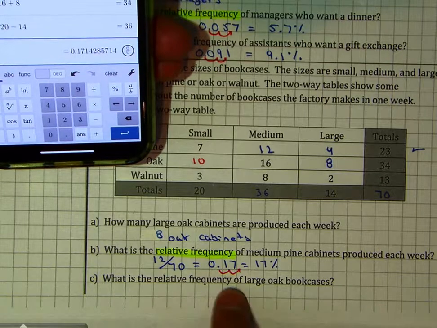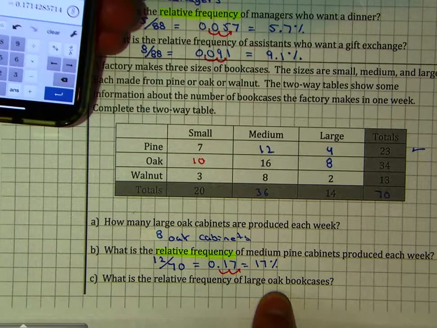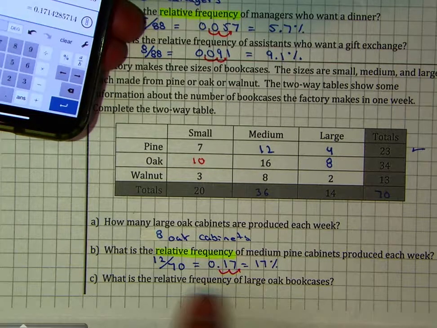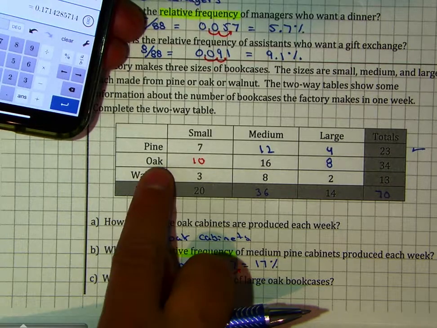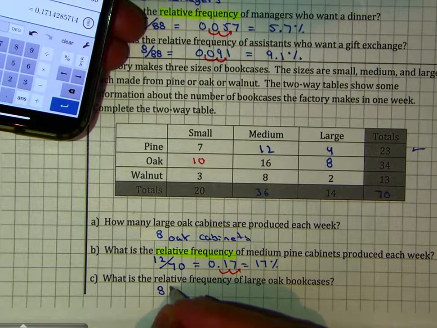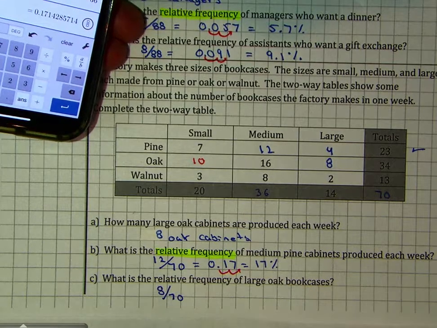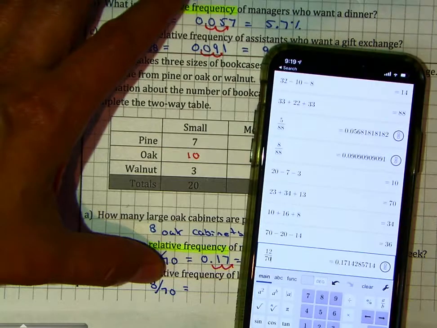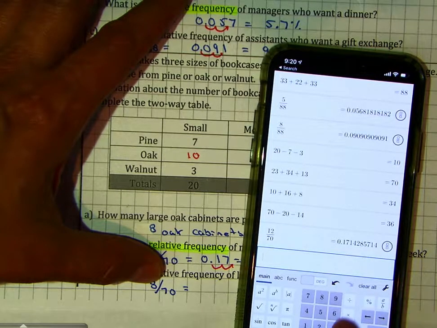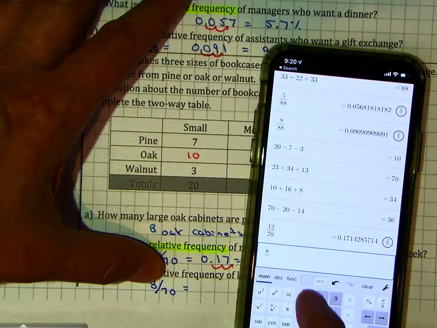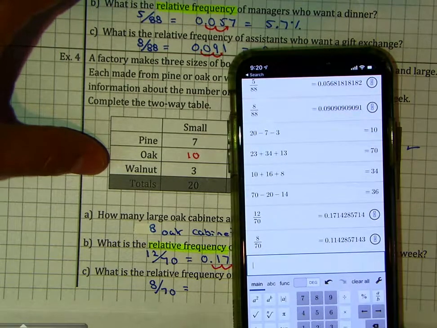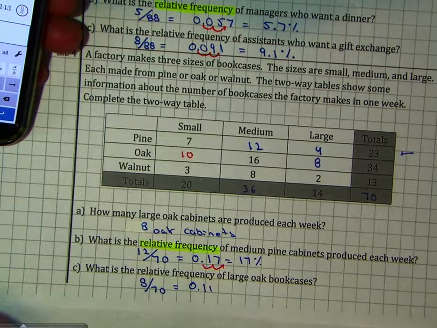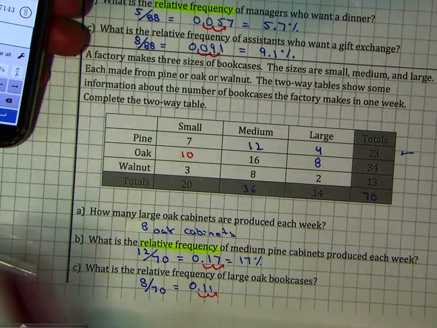What is the relative frequency of large oak bookcases? So let's see what you get. What percentage did you get? So what is the relative frequency of large oak? Oak, large will be 8. Relative frequency is a fraction, which will be converted to a decimal. We can reduce this fraction, but in this case we're just going to type it in as 8 divided by 70. I'm going to keep two decimal places, so 0.11. I'm going to move the decimal to the right twice, and that gives me 11%.